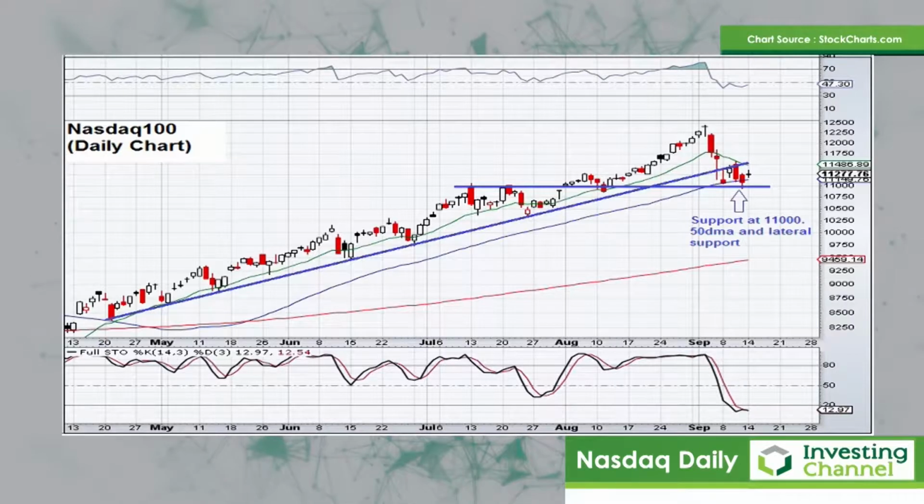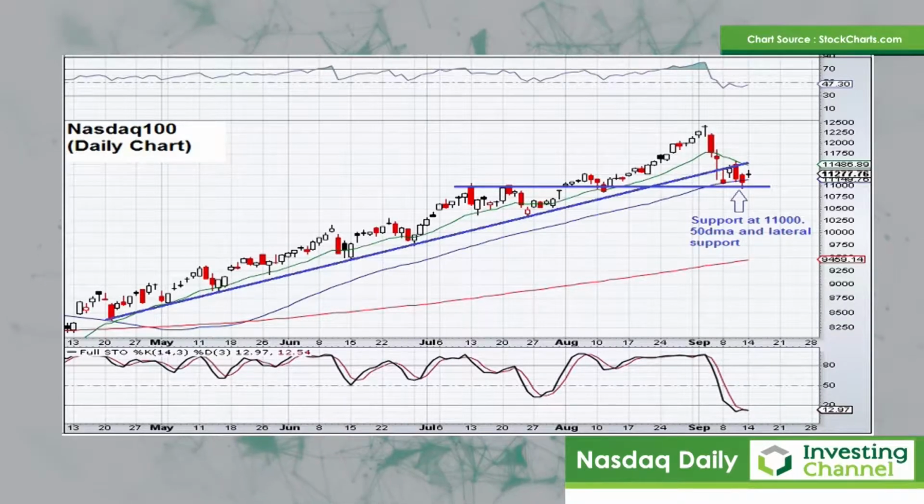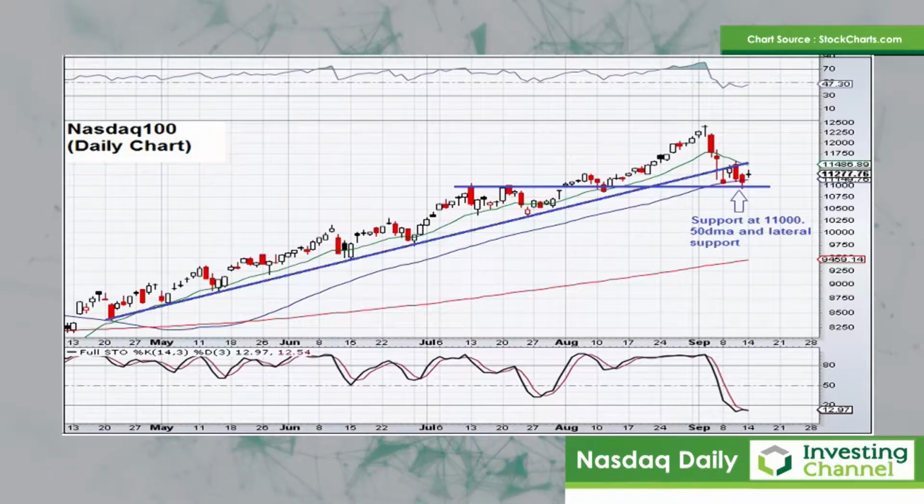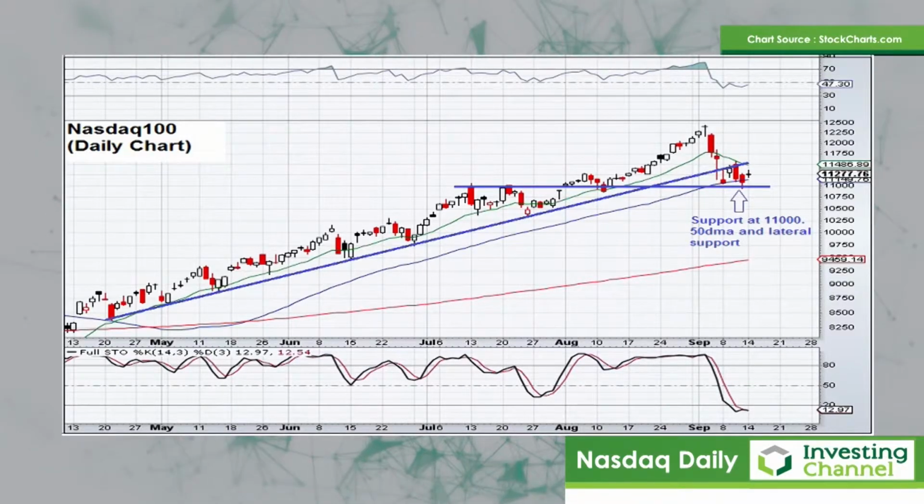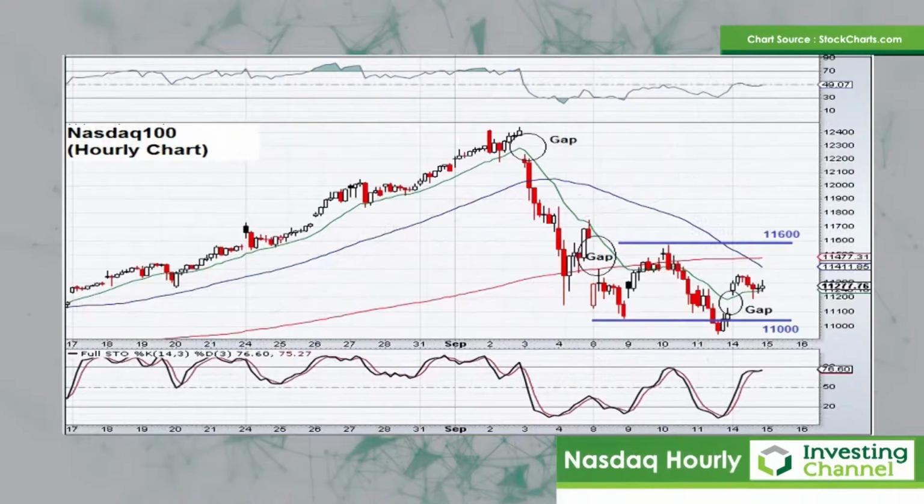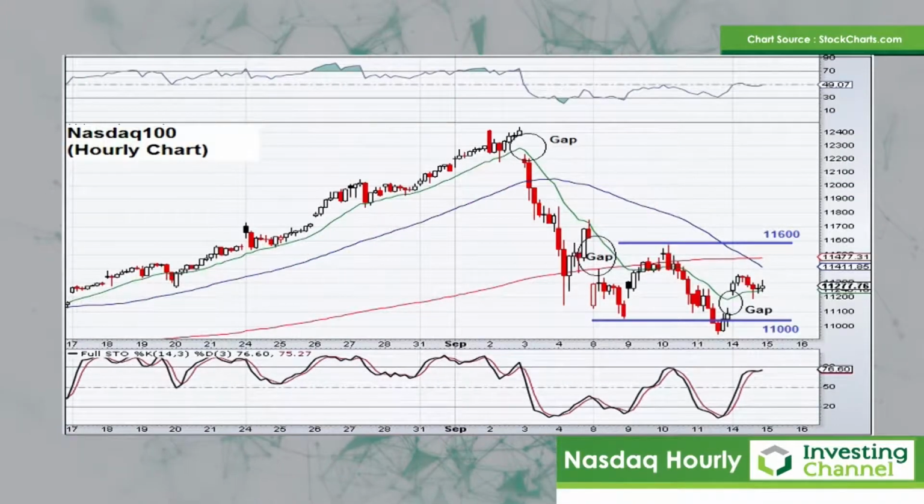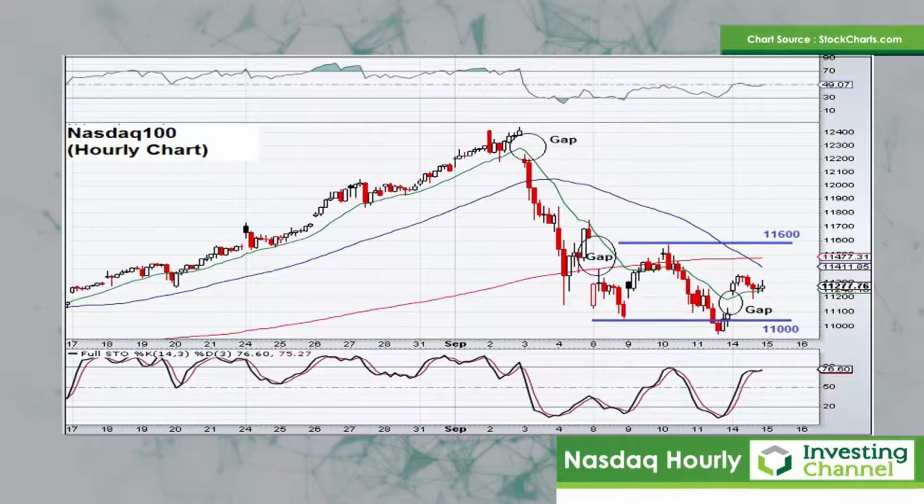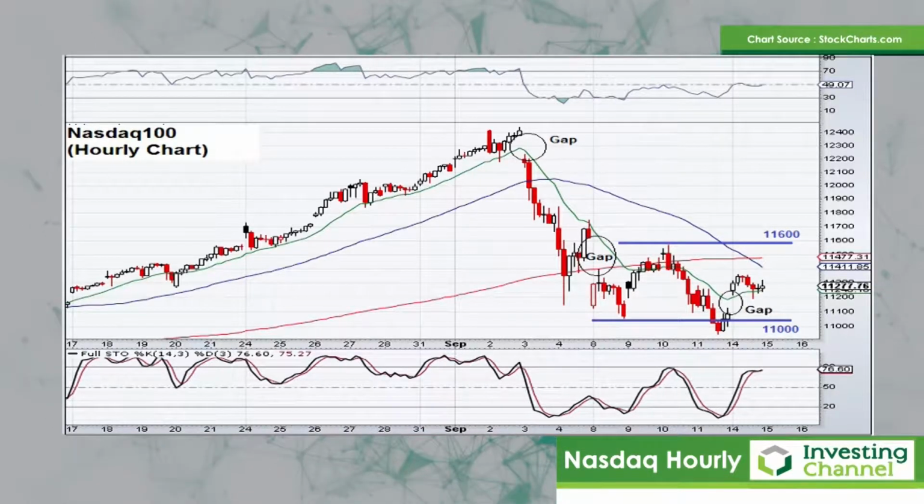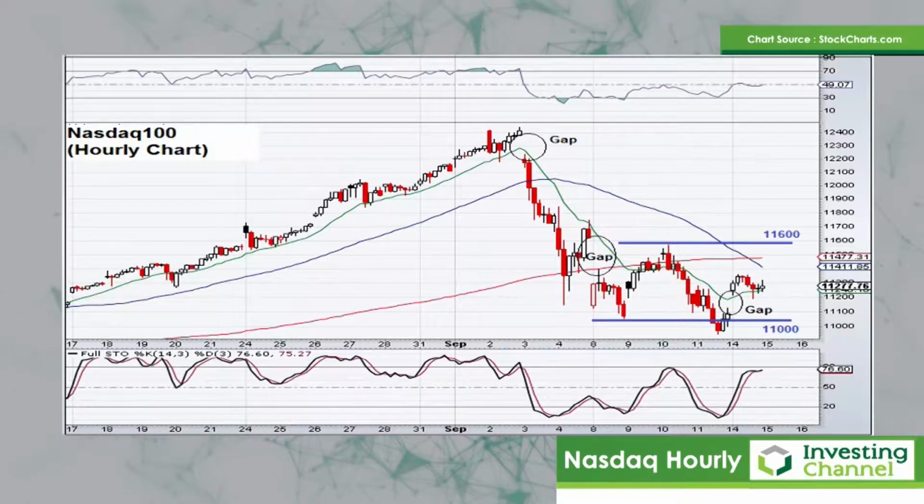And again, I guess while we wait for the FOMC meeting to happen, you might find that this market chops around and marks time a little bit. Let's then have a look at the final chart that I've got here, which is the Nasdaq 100 hourly chart. And there you can see the recent trading activity in more detail. Again, we saw a gap to the downside in early September. That was when the market peaked and it started to sell off, and we've seen some consolidation since then.